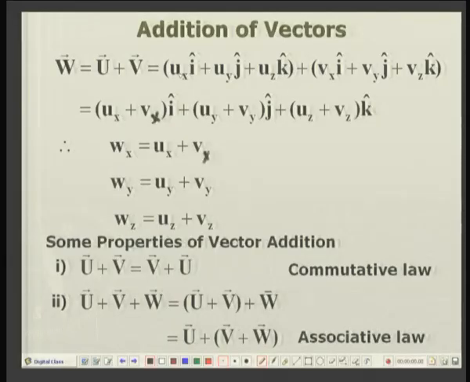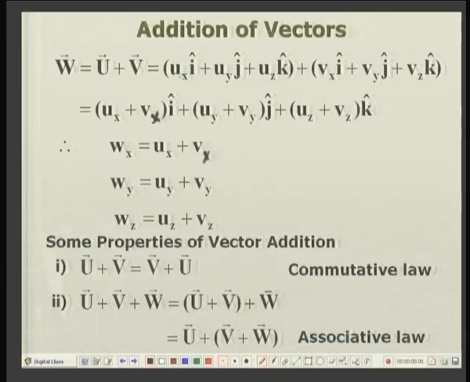Now, let us have a look at some of the properties of the vector addition operation. Number one is that the addition operation is commutative, that is, the order of addition does not matter: u plus v is equal to v plus u. And second is the associative law, which means that u plus v plus w is equal to, first you add the first two vectors u plus v and their sum is added to w, or you can have the first vector u plus the sum of the next two vectors v plus w.